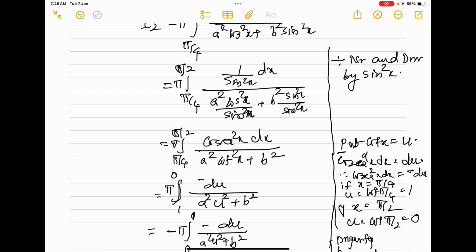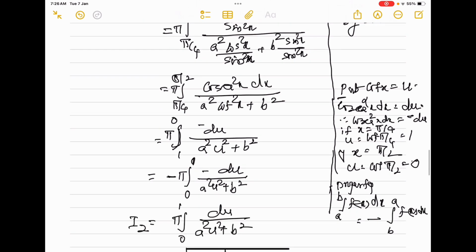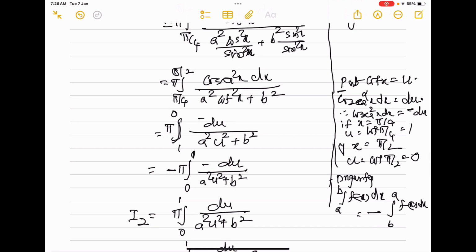So cosec square x dx equal to negative du. Then if x equal to pi by 4, u equal to cot pi by 4 equal to 1. And if x equal to pi by 2, u equal to cot pi by 2 equal to 0. Therefore, the limit becomes 1 to 0. So pi into integral 1 to 0 negative du by a square u square plus b square. That's equal to minus pi into integral 0 to 1. The result is: integral a to b f of x dx equal to minus integral b to a f of x dx. That is, if we interchange the limits, we can take the negative outside.